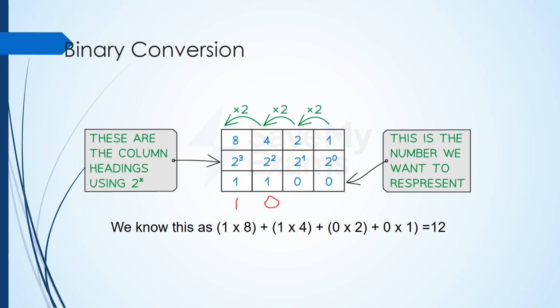0, 1 and 0. So see, the 1 is 2 and the second one is 8. So 8 and 2 is basically 10. So the binary of ten is 1010.